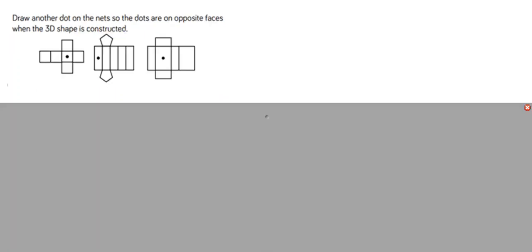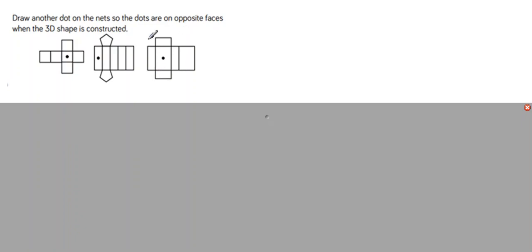Let's have a look at this one then. So we're sticking with nets. It says, draw another dot on the nets so that the dots are on opposite faces when the 3D shape is constructed. So this means when we fold these shapes up together, we want this dot to be opposite the other dot, okay? So once you've folded them together, which one of these other squares would the dot be on to be facing this dot, okay? Same with this one. Which face would the dot be on to face this dot? And the same here, okay?